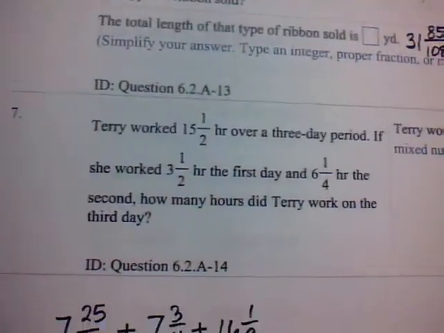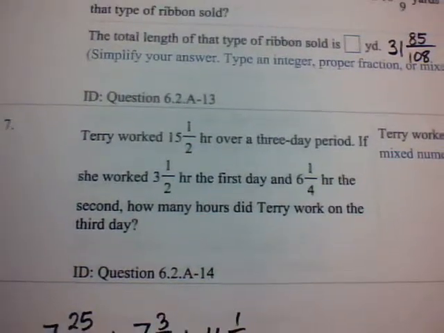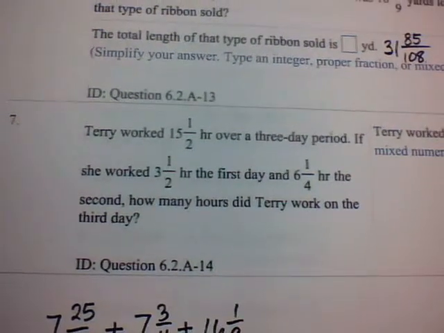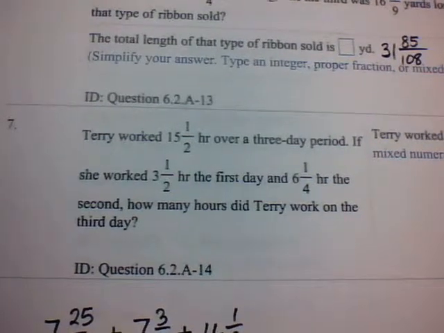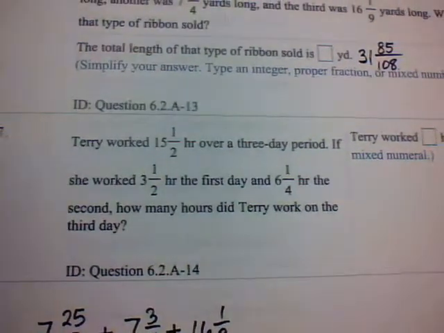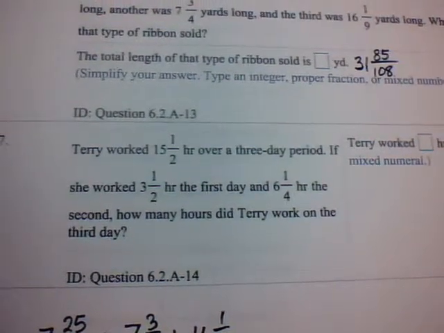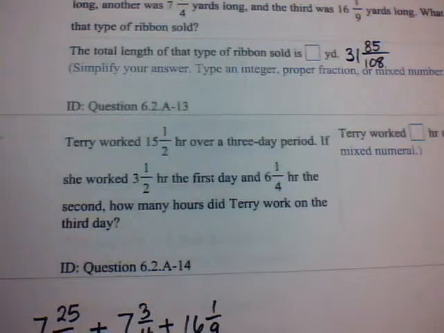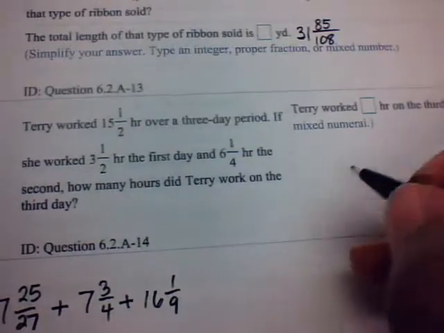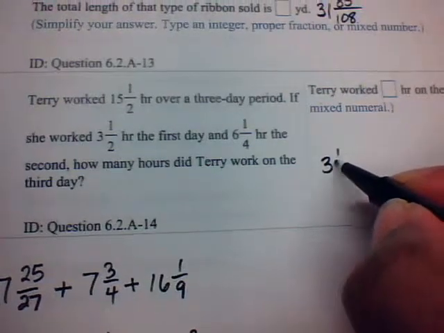And number 7, Terry worked 15 and a half hours over a 3-day period. If she worked 3.5 hours the first day and 6.25 hours the second, how many hours did Terry work on the third day? Okay, let's add the number of hours that she worked on those 2 days.